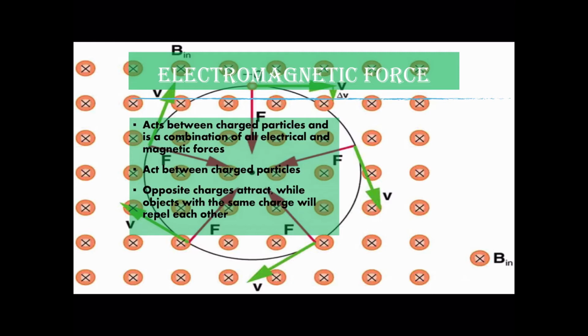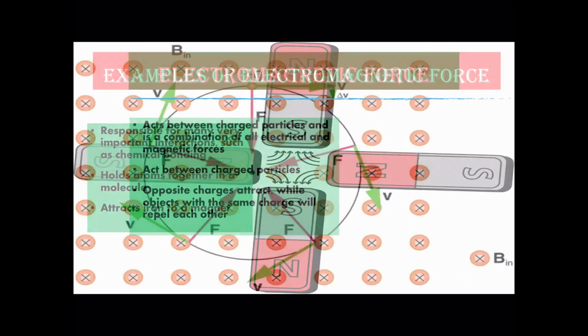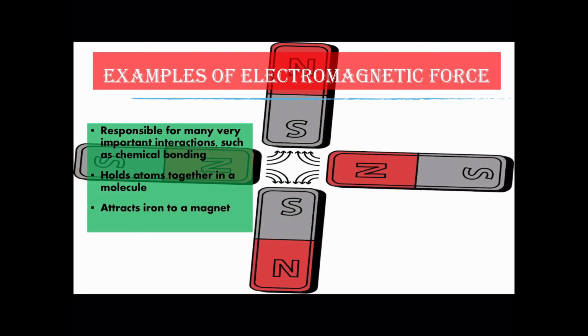For example, pushing a box exerts a force on it because the negatively charged electrons found in the atoms in your hand repel the negatively charged electrons in the atoms of the box. Electric fields and magnetic fields involve these interactions. Electromagnetism is responsible for many very important interactions, such as chemical bonding. For example, the electromagnetic force holds atoms together in a molecule, causes friction, and attracts iron to a magnet.